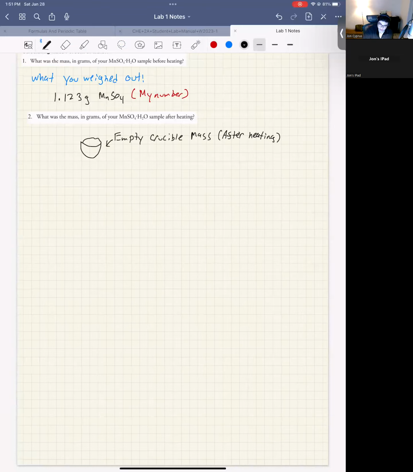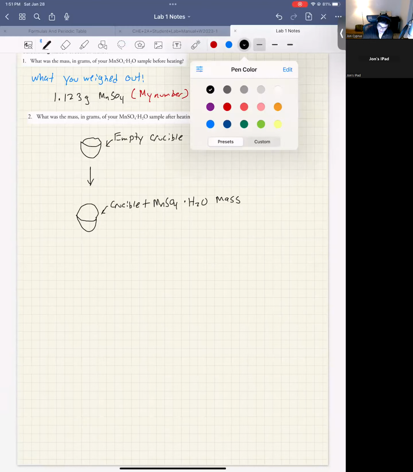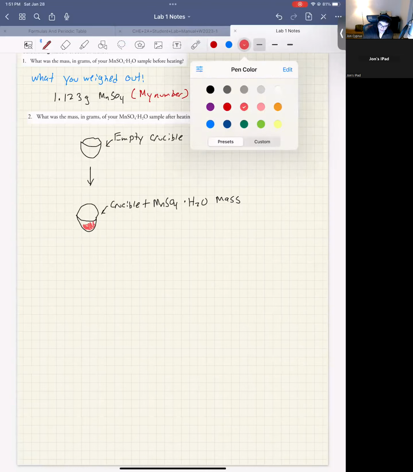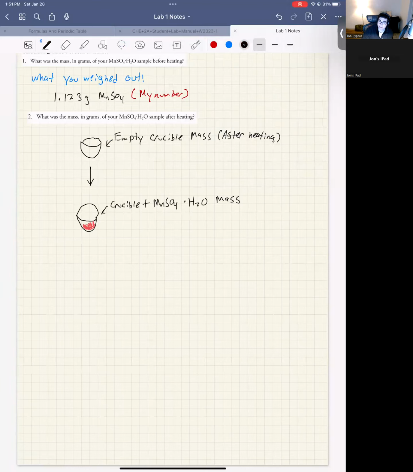Now, you should have afterwards added the manganese sulfate, or the manganese sulfate hydrate. And you would have had some of that pink stuff in your crucible. Okay. So, and then this is, again, before heating, MnSO4.